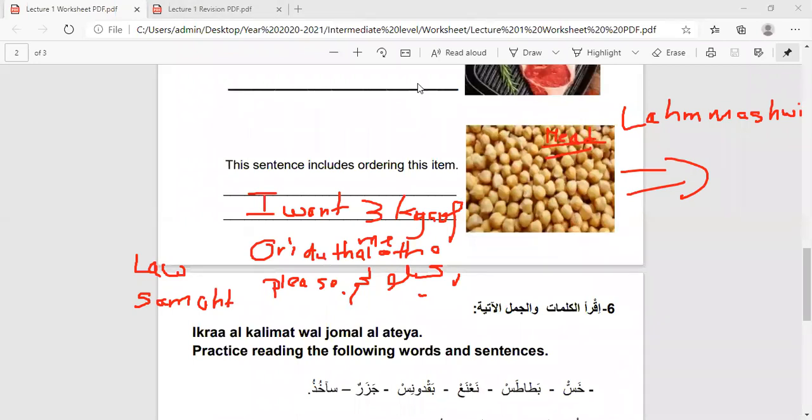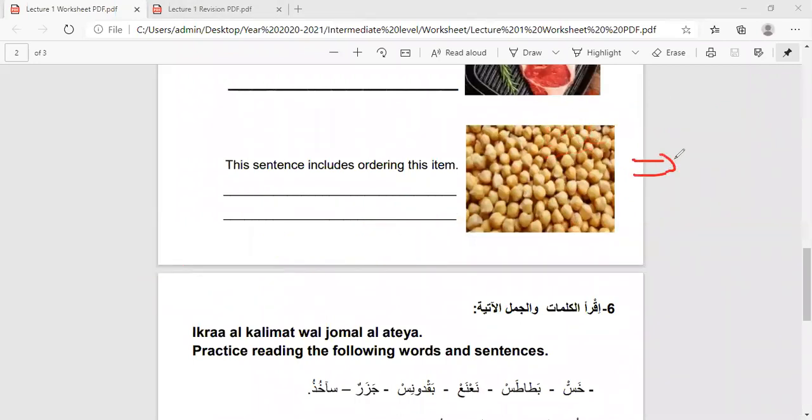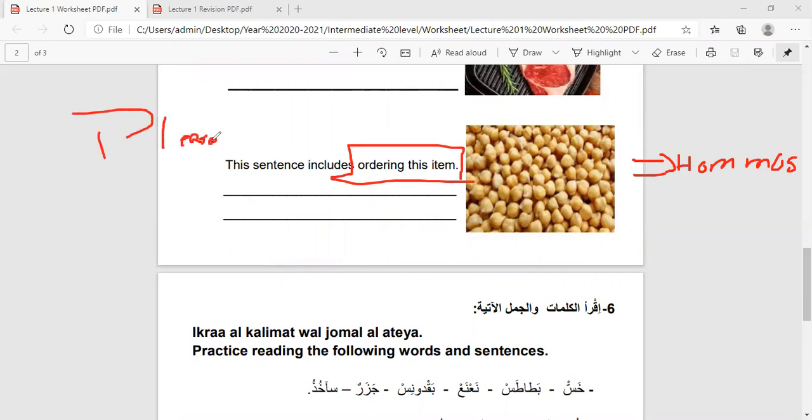Now, what do we mean by chickpeas? It's hummus, okay? Now here you are ordering an item. Whenever you order an item, you have to start with please. What does please mean? لو سمحت, in order to show request, politeness. لو سمحت, which is the same as من فضلك. لو سمحت, I want. You should here use I want after it a noun, or I want after it a verb. You should write the two choices.